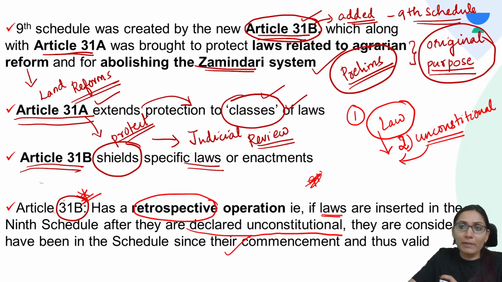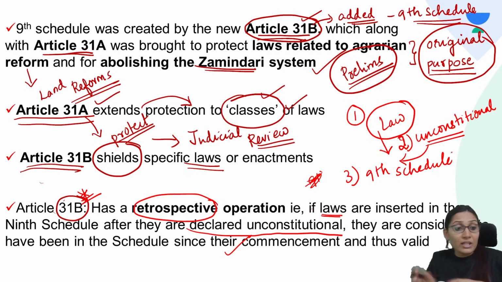Now, what will the parliament or the government do after the Supreme Court declares it unconstitutional? They insert it into the 9th schedule. So, already the Supreme Court has declared it unconstitutional, and after that they put it in the 9th schedule. Then what will happen? The law will become valid, and it is considered to be in the schedule since its commencement, and therefore the law is valid. I hope you got what this retrospective means.